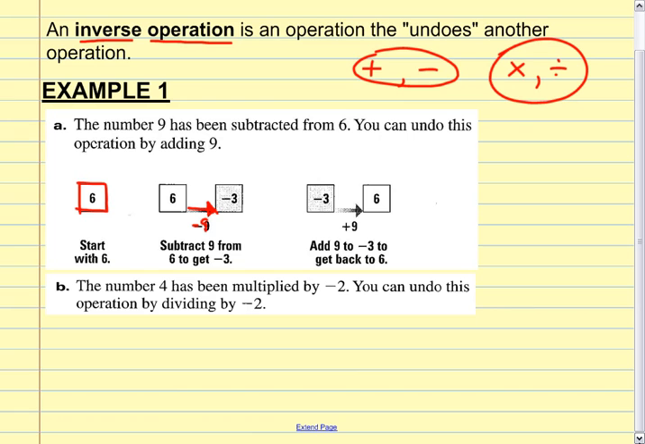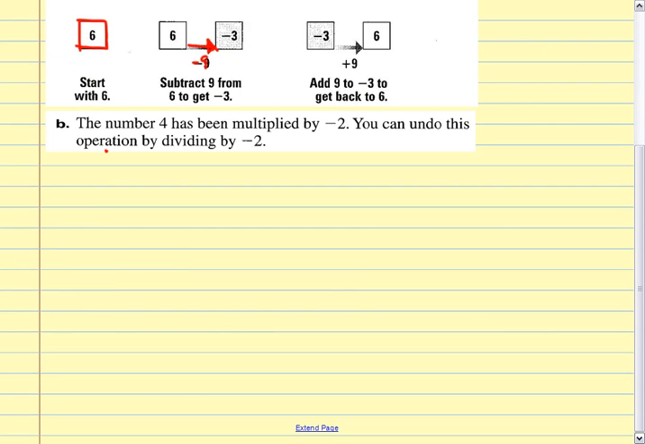Now, I'm going to do it a little bit better than they do it. Okay? I think it's going to make a little more sense than what they've got here. Let's look at B. We had A and they gave us that example. B says the number 4 has been multiplied by -2. So here's what I'm going to do. I'm going to take the number 4 and I am going to multiply it by -2.